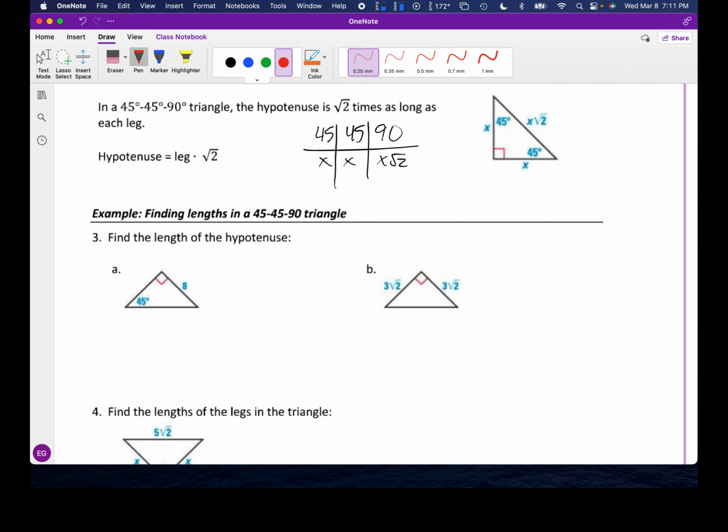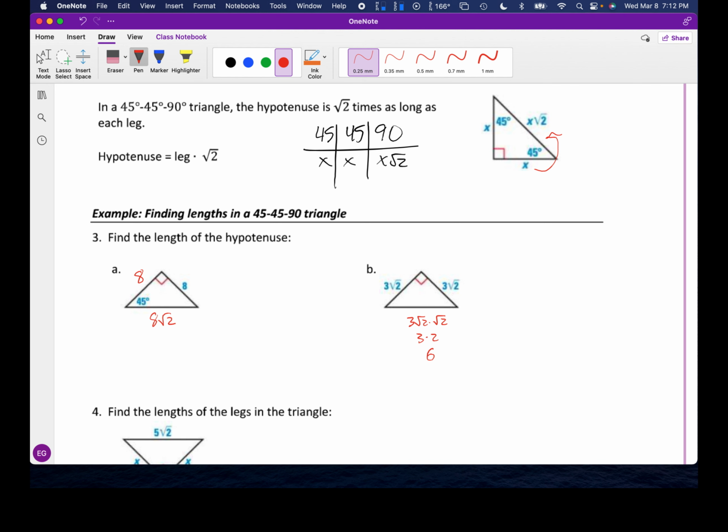So for example, in 3a, I would say, oh, I have that side length of 8. I automatically know that this is 8, and so the hypotenuse is going to be 8 rad 2. Done. If I was doing B, I know that the pattern is that I'm multiplying by rad 2 when I move from a leg to a hypotenuse. So I would be doing 3 rad 2 times rad 2. That's going to give me 3 times 2, and it's going to give me 6. So I know that the hypotenuse is 6.